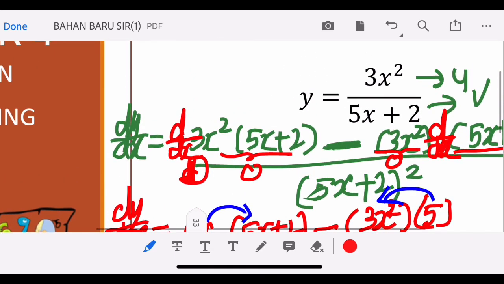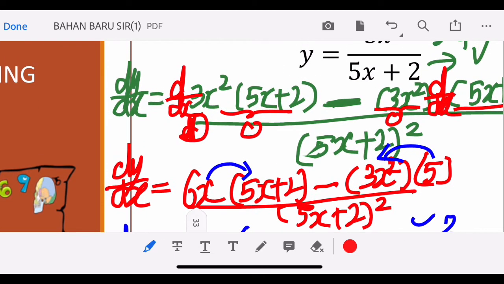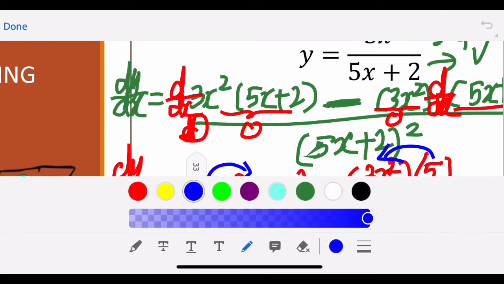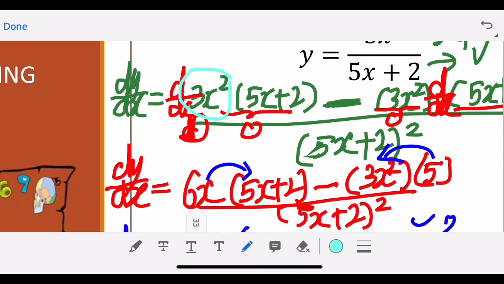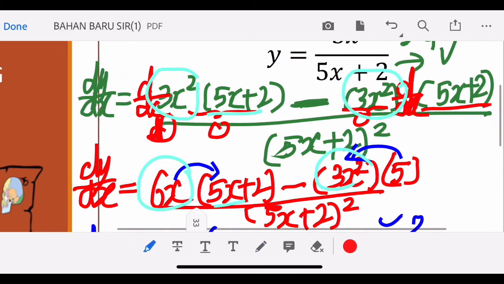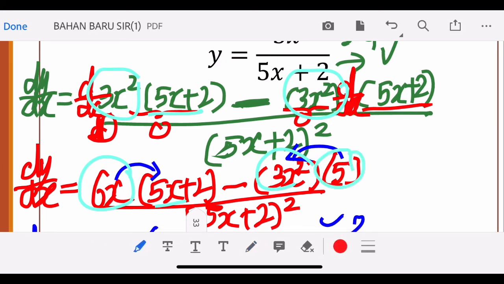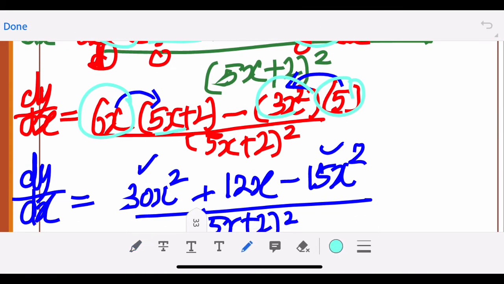Okay, again, you differentiate 3x squared as 6x, right? Let's double check. Okay, before we make a mistake, we double check. So I'm going to check this one. Differentiate this one, I got 6x. So this one I don't differentiate, I copy. Then I differentiate 5x plus 2, I get 5, correct? Okay, and then over the v squared, right?